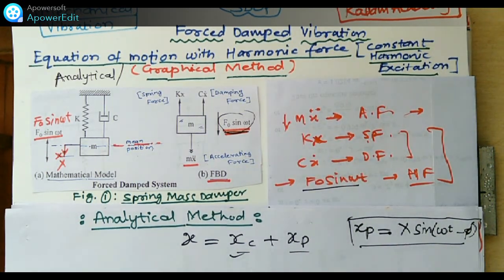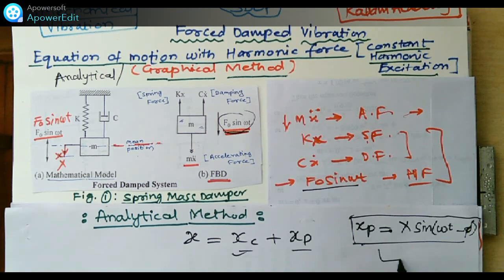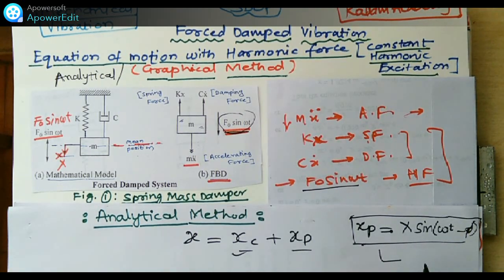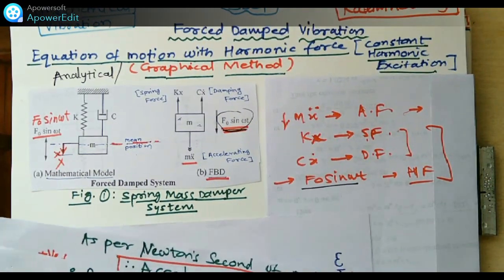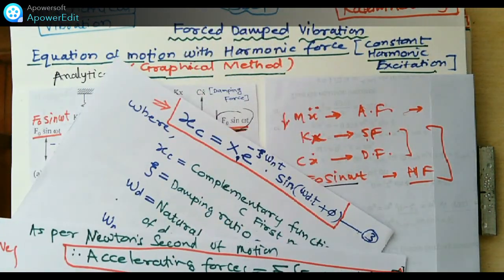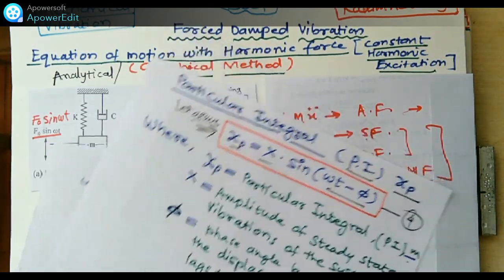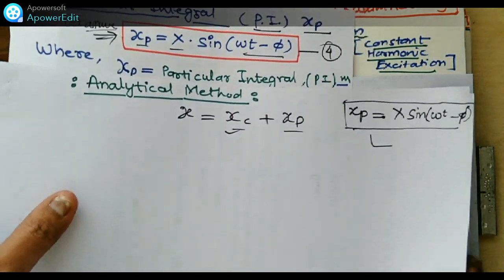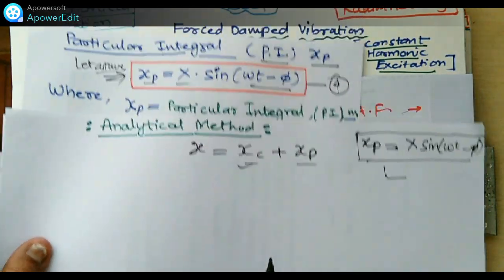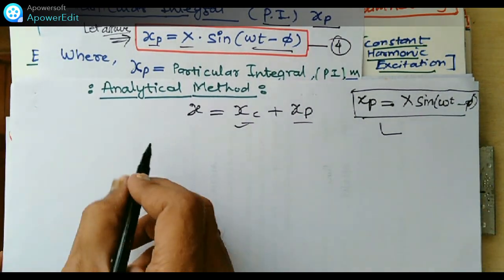Now what do we have to do? We have to differentiate this equation. This is the equation number we wrote at the end of the derivation. Here is xp, I will show you. This xp is equation number 4. We have to differentiate this xp.